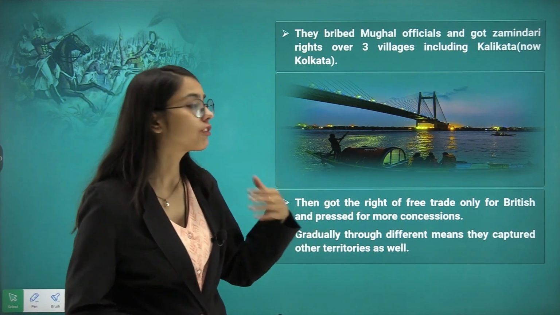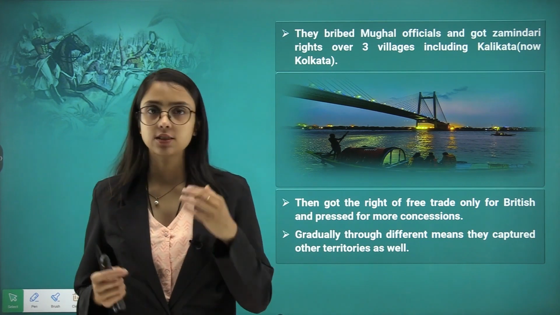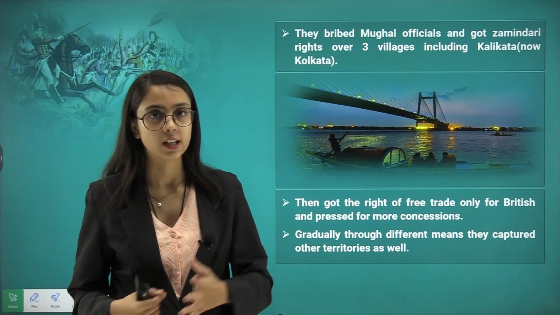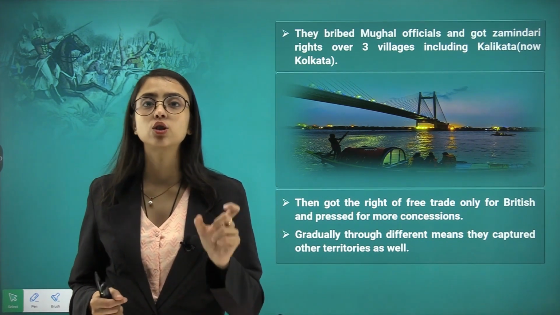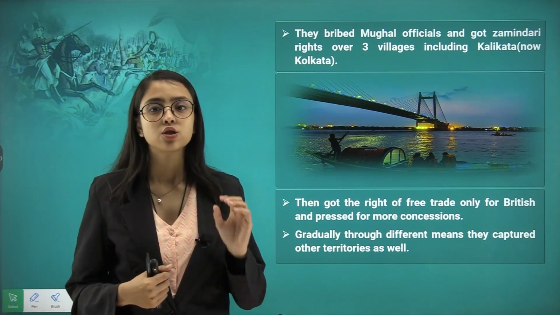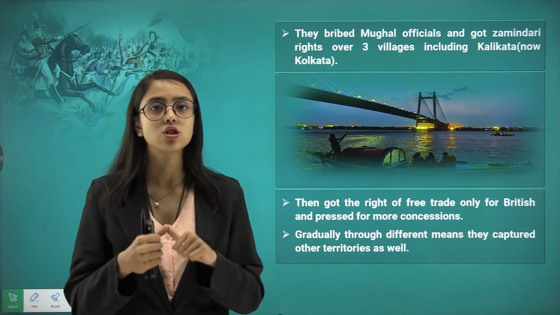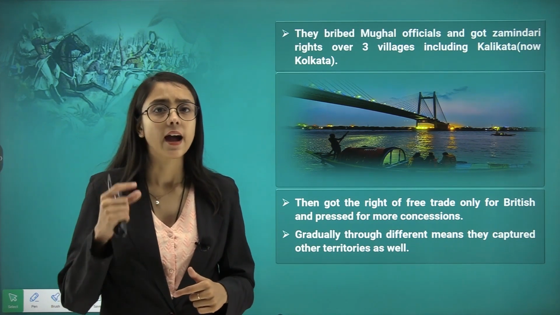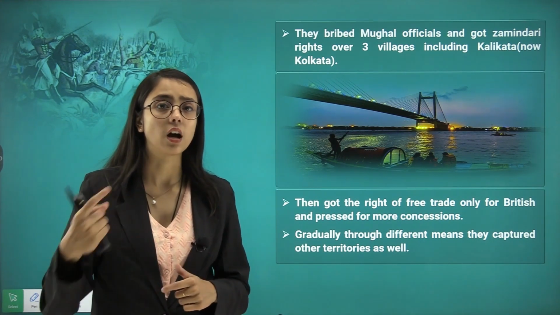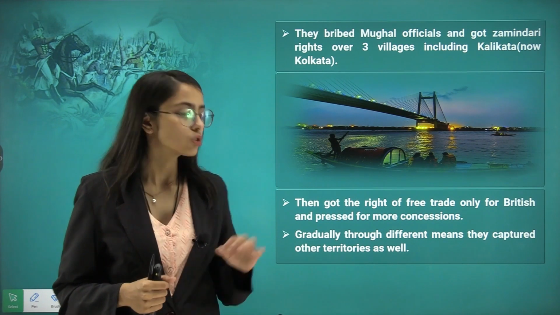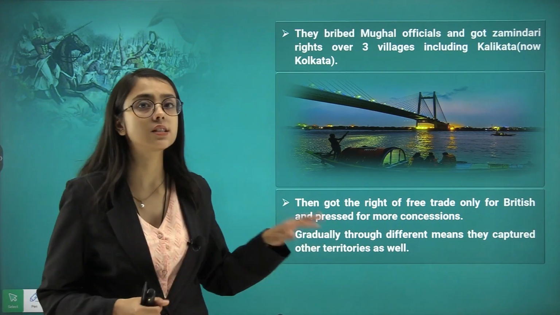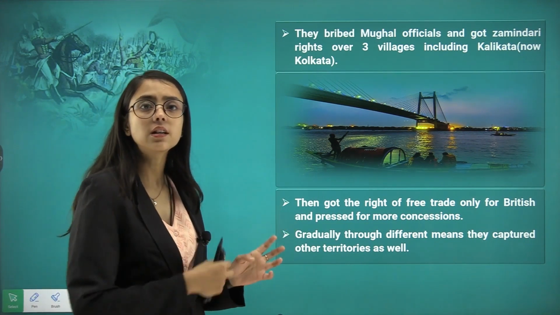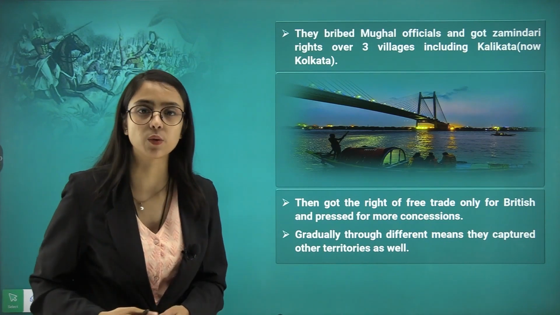Then they got the right of free trade as well. Earlier there were taxes, just like now we have taxes on trade. For example, if you are buying something, you have to give some amount of GST on it, isn't it? So earlier also there were some costs or taxes and tributes involved in trading. So they got the right of free trade as they were not charged import duties, export duties or any other form of taxes. And they had more concessions and rebates under the trade system. Gradually, through different means, they captured other territories as well. So it was not just 3 villages, a few towns. They started expanding and capturing and conquering other areas as well.